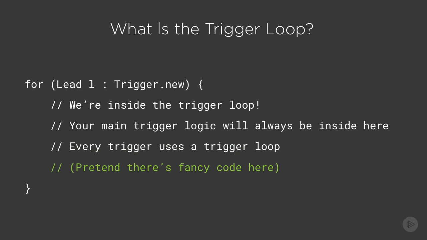Once all lines inside the loop are executed, Salesforce will then take the next record in trigger.new and assign it again to variable L, overriding L's previous assignment. Once again, Salesforce will then execute every line of code inside our loop one by one. This process repeats itself for however many records there may be in trigger.new.